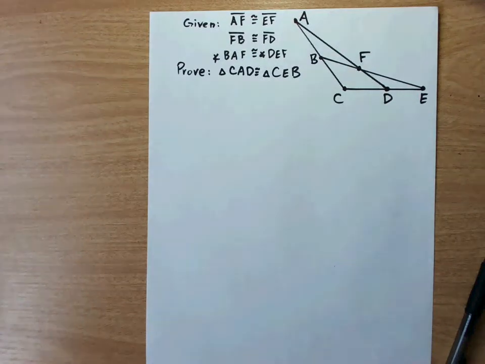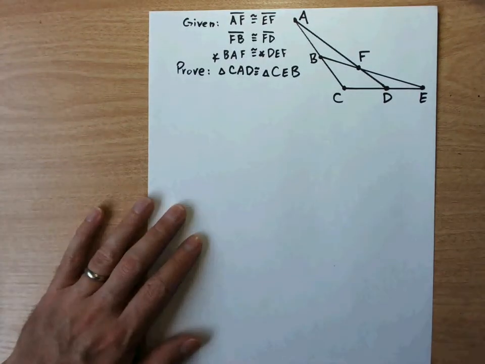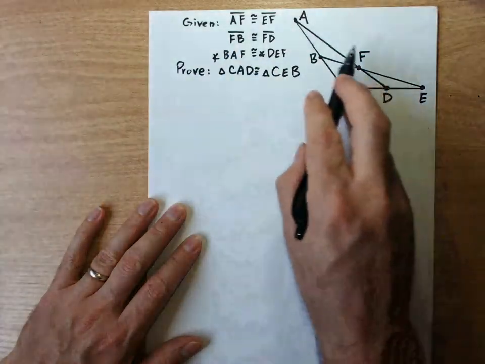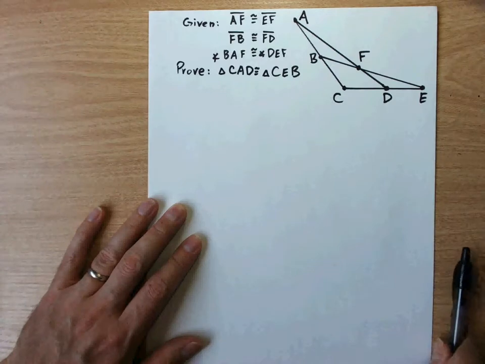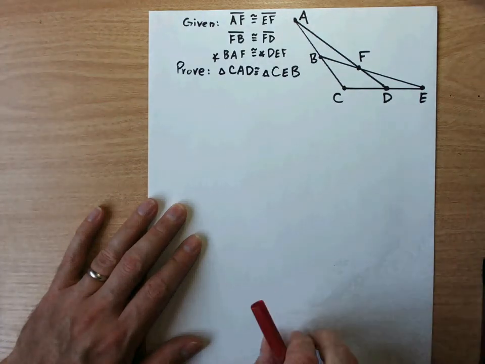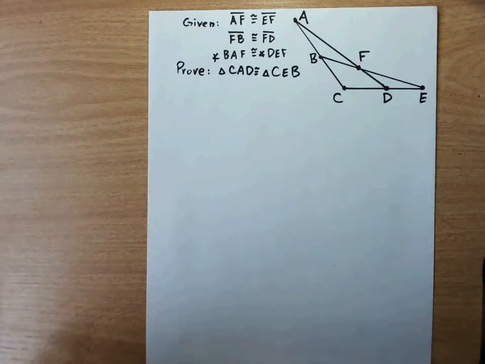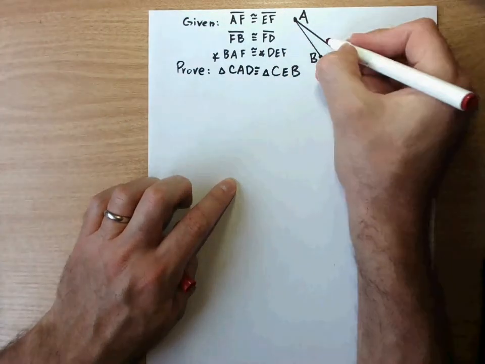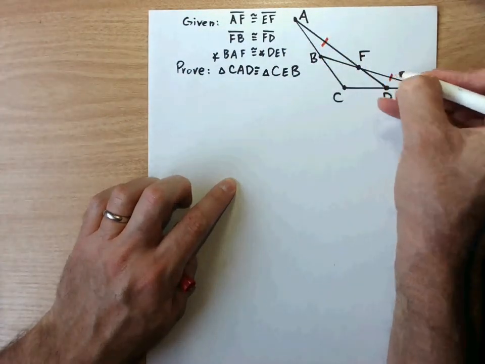Okay, we are back for another daily proof. So, again, we're given some stuff here we're trying to prove. We need to mark on here what is already given, I should say. So, it looks like we're given that AF is congruent to EF, those two segments. Segment AF is congruent to EF. Okay, I'm going to mark that.